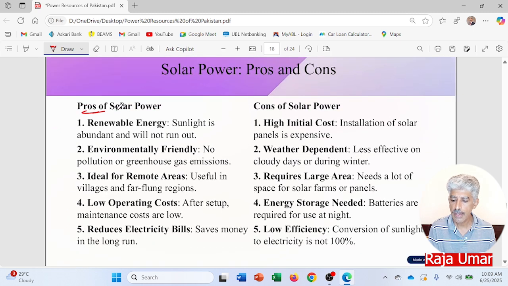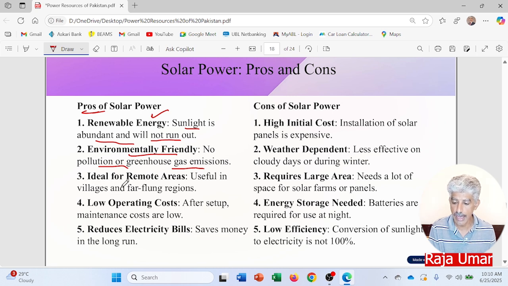So positives: renewable energy, no harm to the environment, sunlight is abundant and will not run out. So it means that it is long lasting energy. You will have the sunlight available all the time as the sun is there. So environmentally friendly, no pollution or greenhouse gas emissions. So it means that it is really very important, and it is not harming the environment.